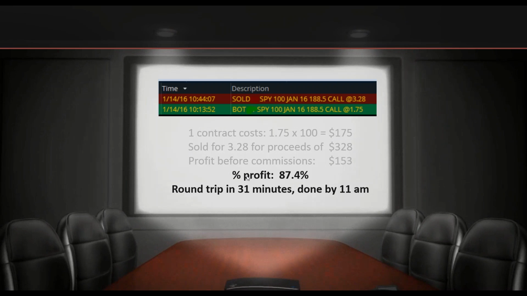Round trip was done in 31 minutes. Do the math. I got in at 10:13, out at 10:44. 31 minutes, done before 11 o'clock, 87% profit. Now, if I'd bought 10 contracts, which is actually what I did, my profit would have been $1,530, less a little bit for commissions, in just over half an hour. This is not an unusual situation. This is not pie in the sky. This is not paper money.